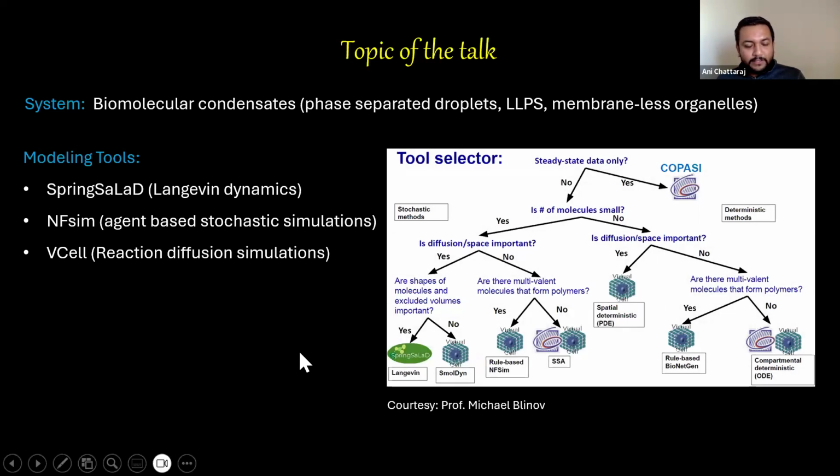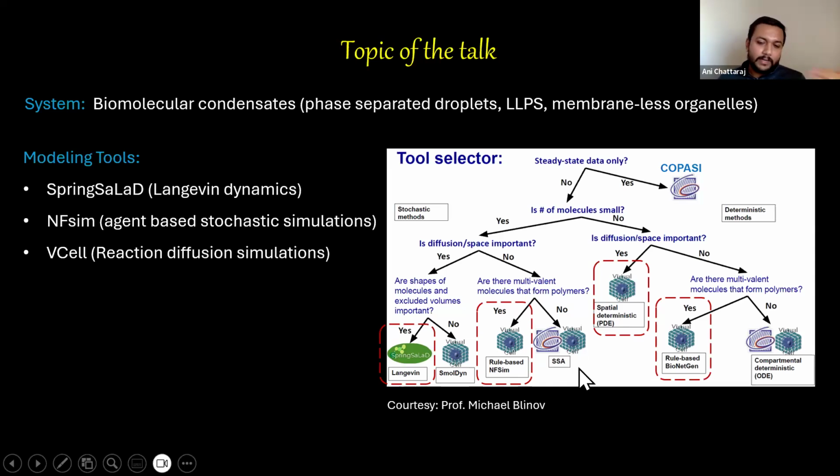So basically, if I try to locate these tools in this interesting tree, they're right here. Here we have the Spring Salad tool. Here we have BioNetGen, a rule-based simulator, and here we have the spatial deterministic model. As you can see, you arrive at the branches depending on these criteria. And once you look at it carefully, you will know that, again, going back to this idea, what kind of feature you want to understand about your system will determine what kind of tool you want to use for your simulation.